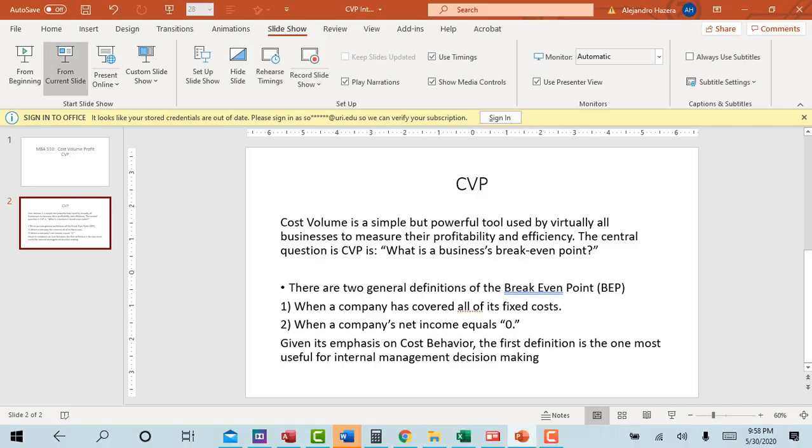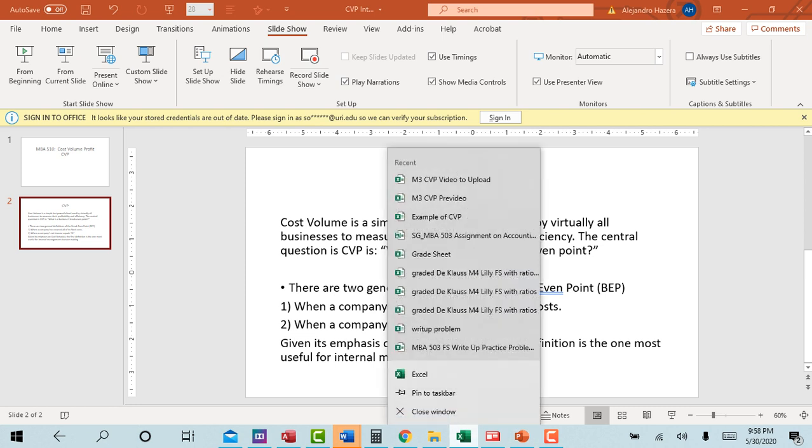Okay, let's go over to an Excel worksheet here. And in this Excel worksheet, let's see what we got here.